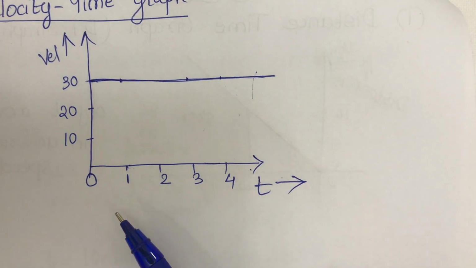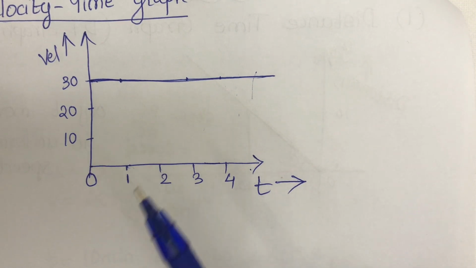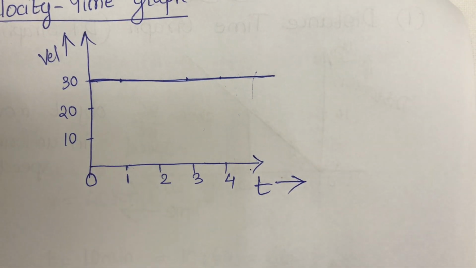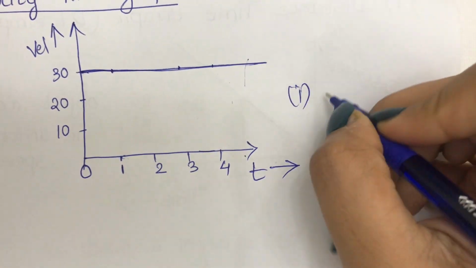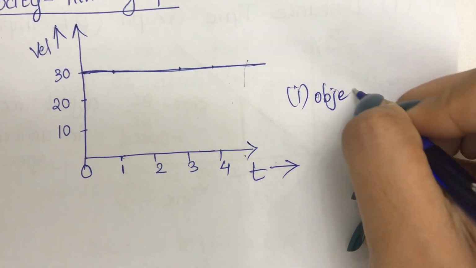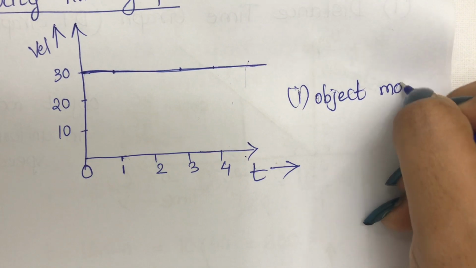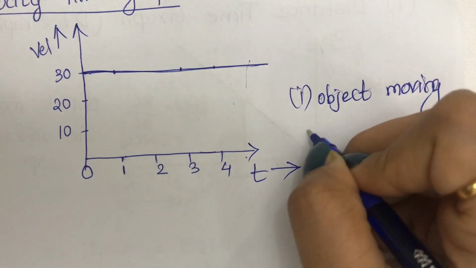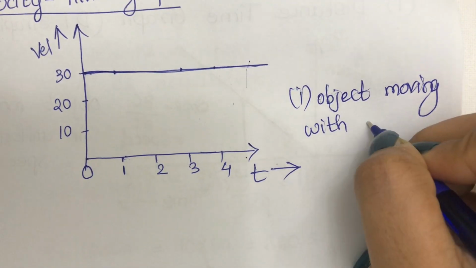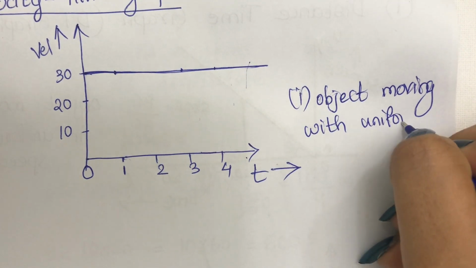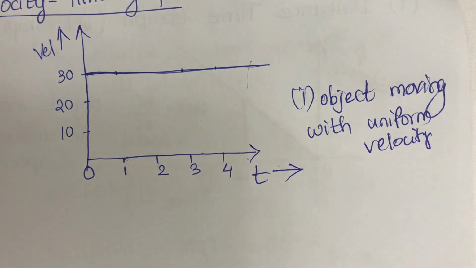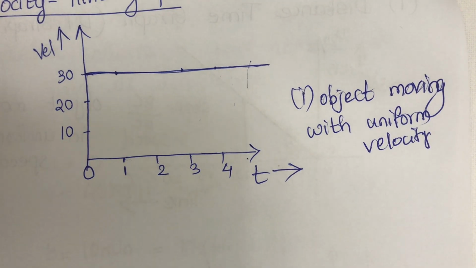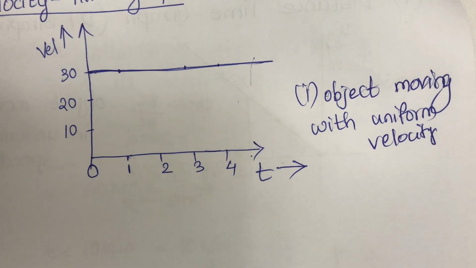So here when the object is moving with uniform velocity, the object is not changing the velocity. So here what is the case? Object moving with uniform velocity. Okay, so here also we can find something.